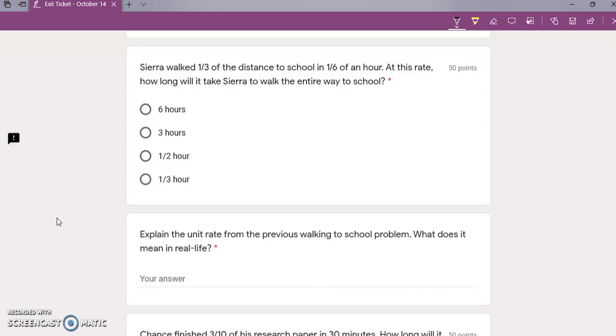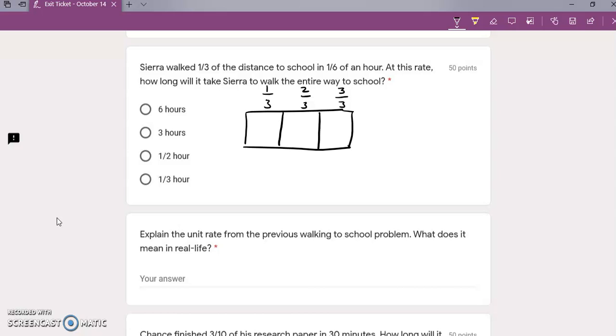hour. At this rate, how long will it take Sierra to walk the entire way to school? So let me start with a diagram or a model. So I'm going to say, okay, she's walking 1/3 of the distance to school. So let me separate this tape diagram into 3 parts. So this is 1/3, 2/3 of the way to school, and then 3/3 of the way to school.